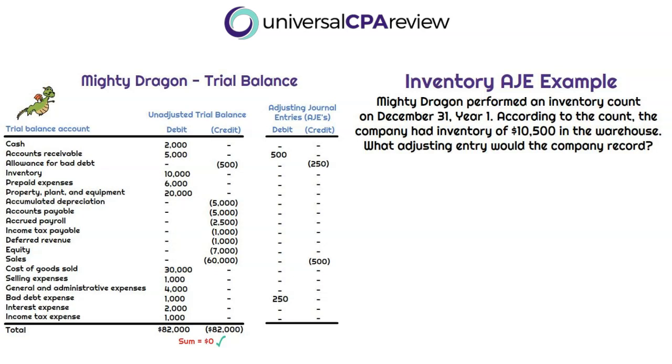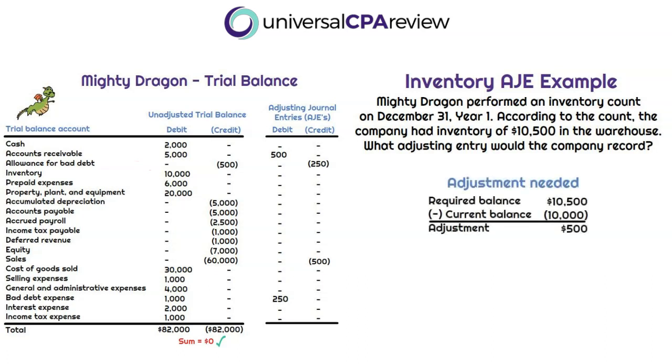It says that Mighty Dragon performed an inventory count on December 31st, year one. So what this means is that Mighty Dragon has a warehouse, and all of the employees in the warehouse literally went and counted all of the inventory. They said, oh, we've got 500 of this and 500 of that. And they added up all of those items, assigned values, and said, okay, according to our physical inventory count, the company has inventory of 10,500 in the warehouse. So that is their actual inventory that should be on the balance sheet as well. But when we look at the trial balance, it says that the current balance is 10,000. So it's just a little bit short of that required balance that we just counted of 10,500.